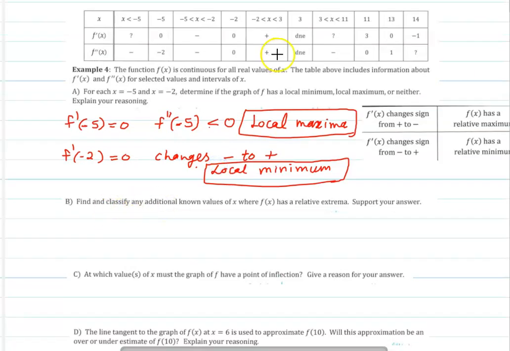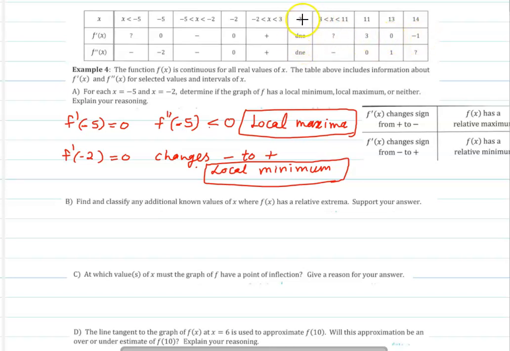For the second part, we need to find some additional values where this function can have local maxima or minima. So let us look for critical points first. Apart from -5 and -2, the critical points are 3 and 13. We know that critical points are those where the first derivative either does not exist or is 0.